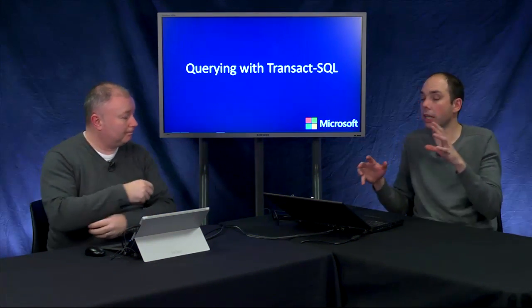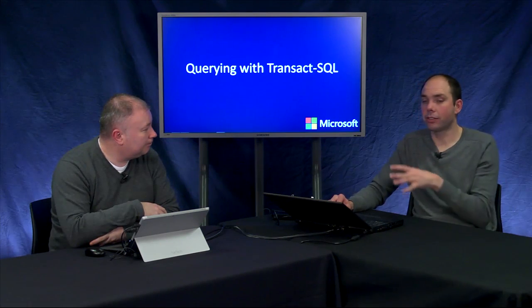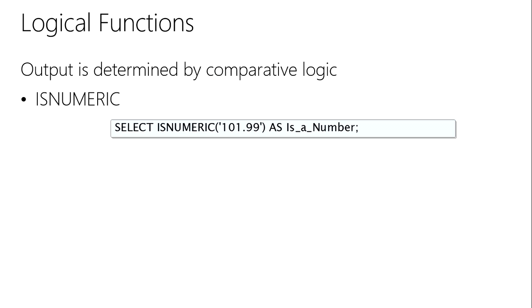So now we're going to have a look at logical functions. Now we're doing tests on our data in here, and it's comparative logic. So we're saying true equals true. We can test for things being the case. So the first one is numeric. We want to know, is this a number? So 101.99, is it numeric? Basically that's just running it against something that's been typed in, but we can also run that against columns in our database as well. So we can test for things being numeric in here.